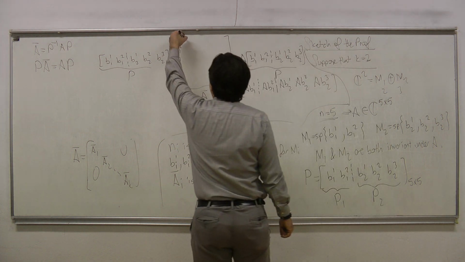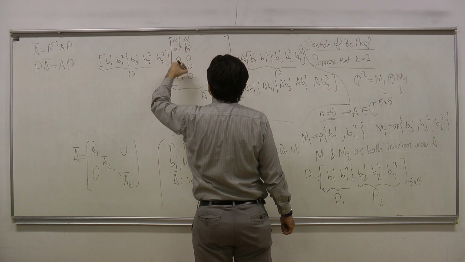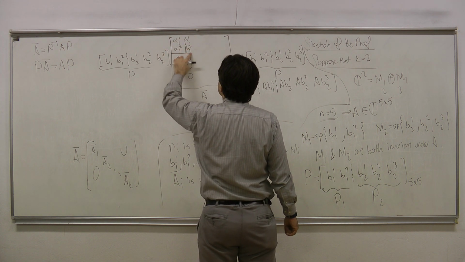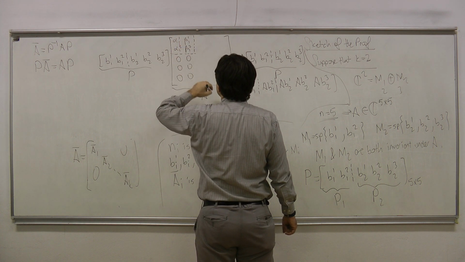Okay? So I would have here beta 1,1, beta 1,2, and I would have 0, 0, 0 here. So you see here our first 2 by 2 block. Okay?